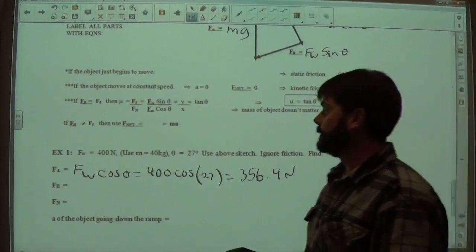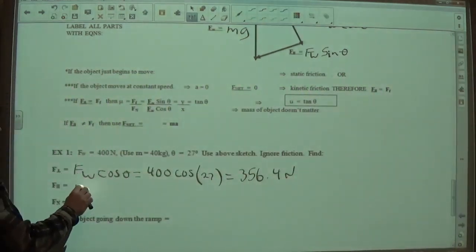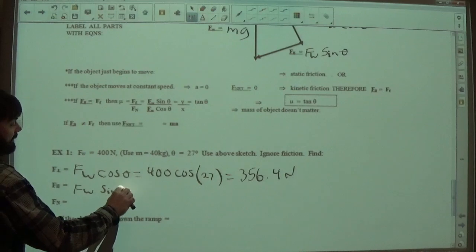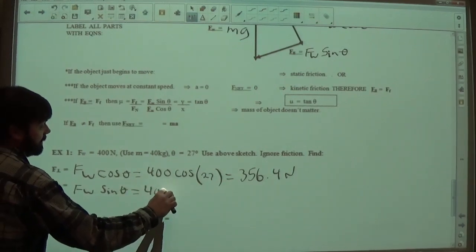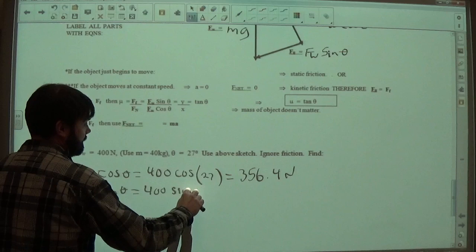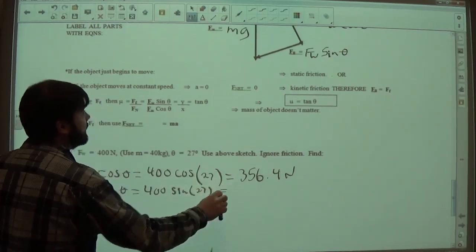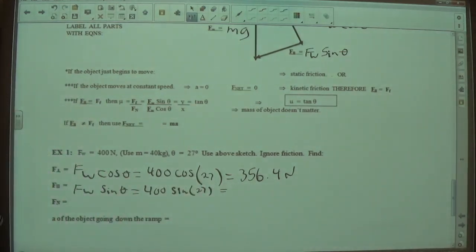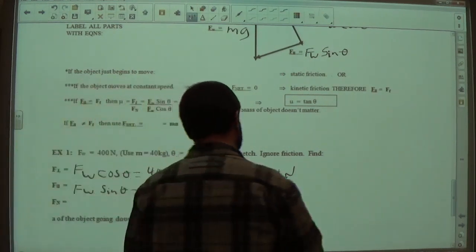And then for the next one, we're doing force weight divided by the sine of theta. So we're going to take our 400 and multiply it by the sine of 27 degrees. This should give us a smaller value because it's less than 45, so our force perpendicular pushing into the surface is going to be greater than the force pushing across the surface. So we'll do 400 times the sine of 27. This gives me 181.6 approximately.